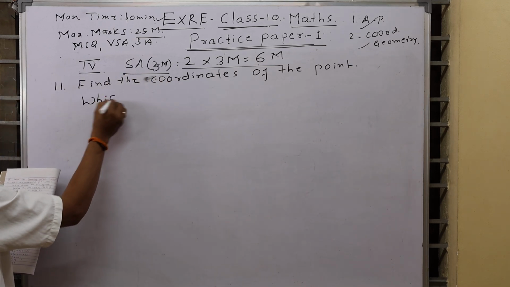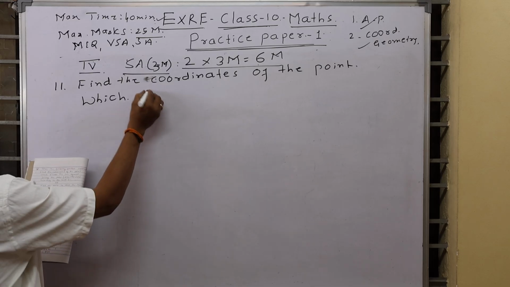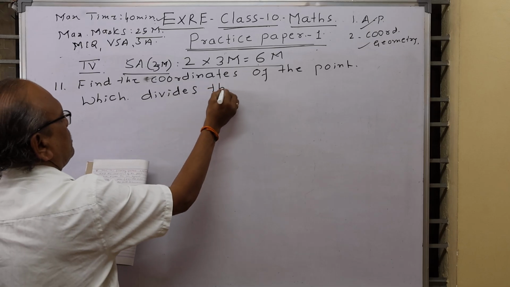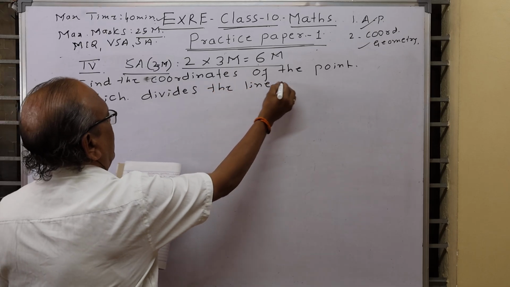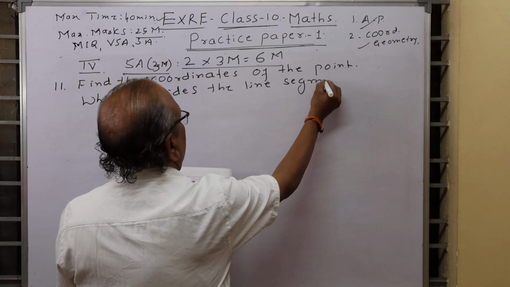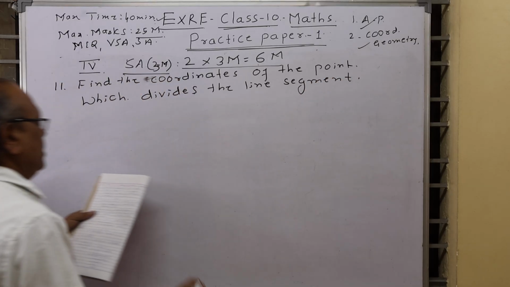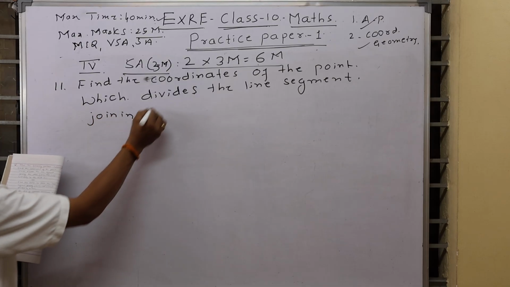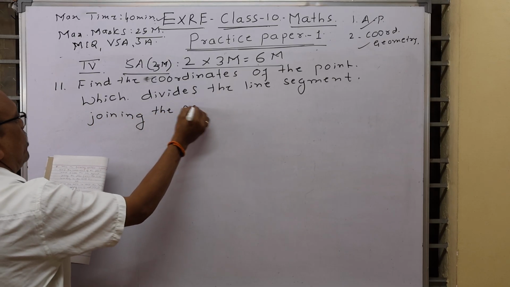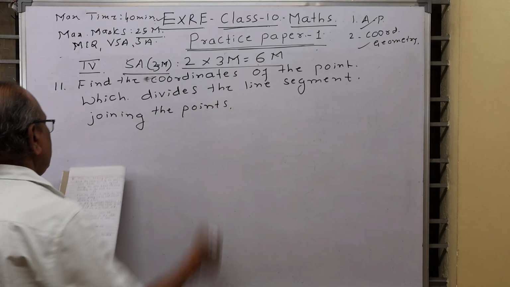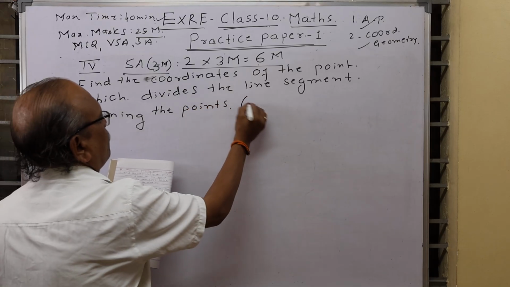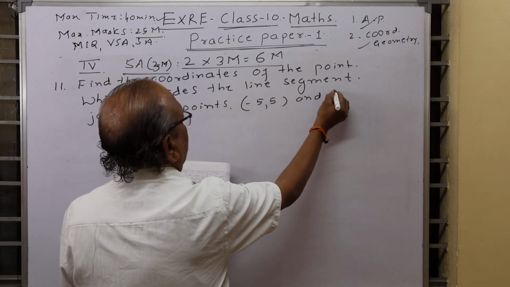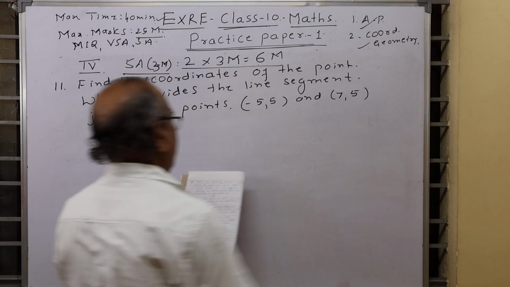It is based on the section formula, you must have understood. Note down the question. Which divides the line segment joining the points (-5, 5) and (7, 5).